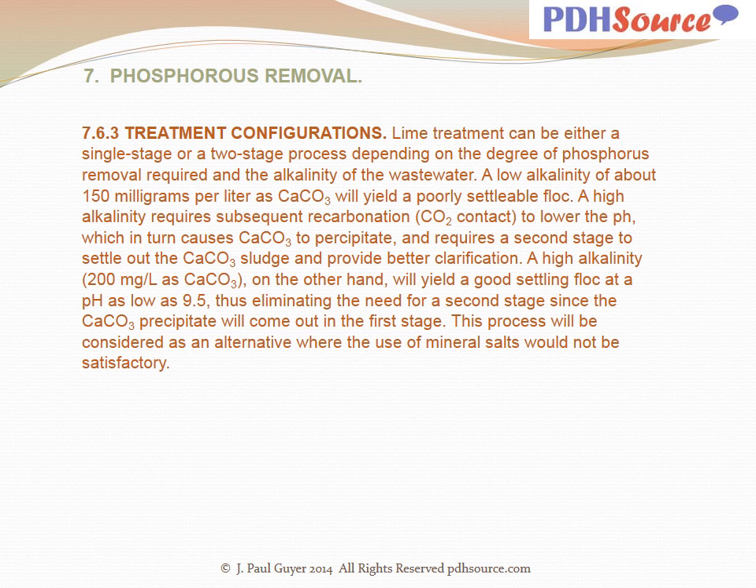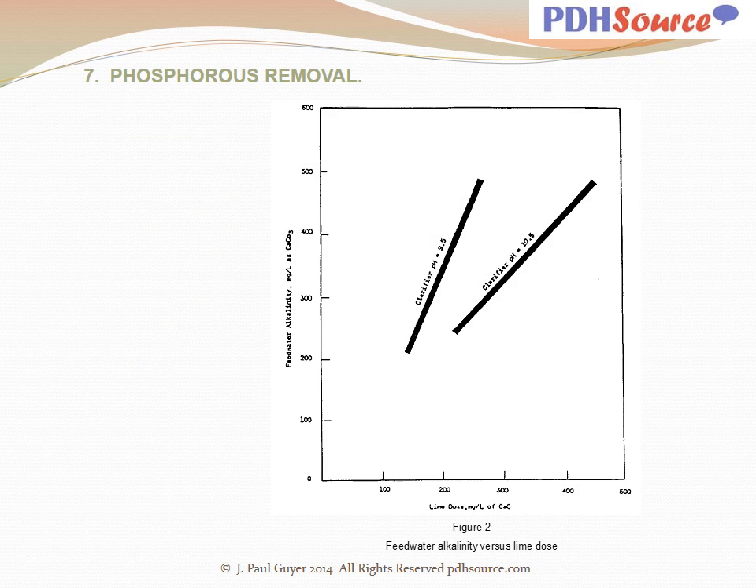A high alkalinity, 200 milligrams per liter as calcium carbonate, on the other hand, will yield a good settling flock at a pH as low as 9.5, thus eliminating the need for a second stage since the calcium carbonate precipitate will come out in the first stage. This process will be considered as an alternative where the use of mineral salts would not be satisfactory. Figure 2 indicates the feed water alkalinity versus lime dose relationships.